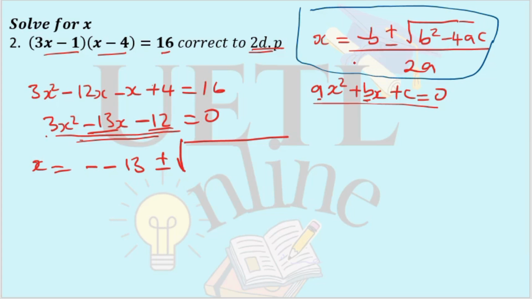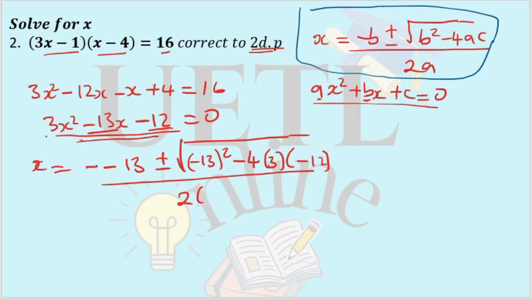Okay, so b we have to square it. Minus 13 squared. Okay, minus 4ac. 4a is 3 and c is minus 12. Okay, so all over 2a, our a is 3, so it becomes 3. Okay, so simplifying this, we get 13 plus or minus root.